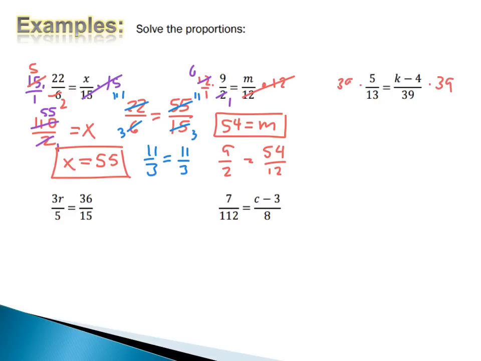So I'm going to multiply by 39 first to get rid of it. I'm going to multiply this side by 39. I'm going to again put it over 39 over 1. It's going to cancel out on that side. Notice how we're kind of repeating how we solve these problems over and over, which is perfectly fine.